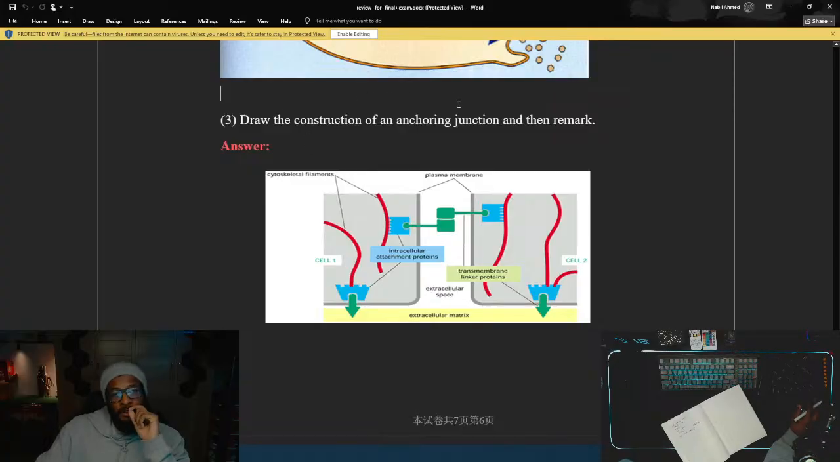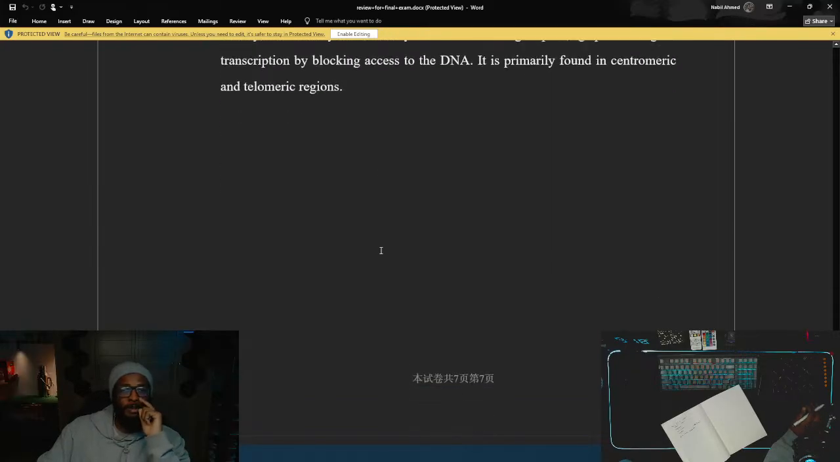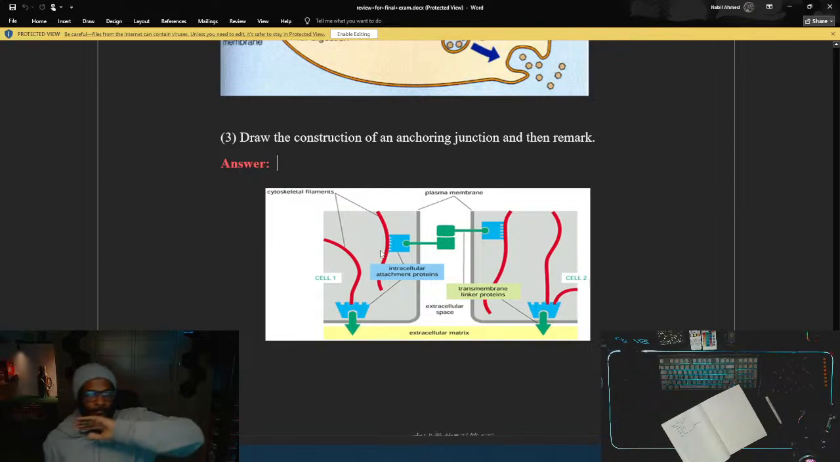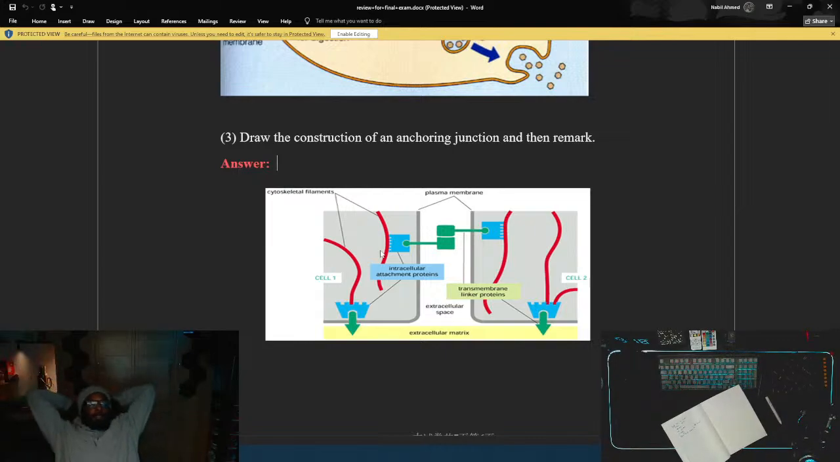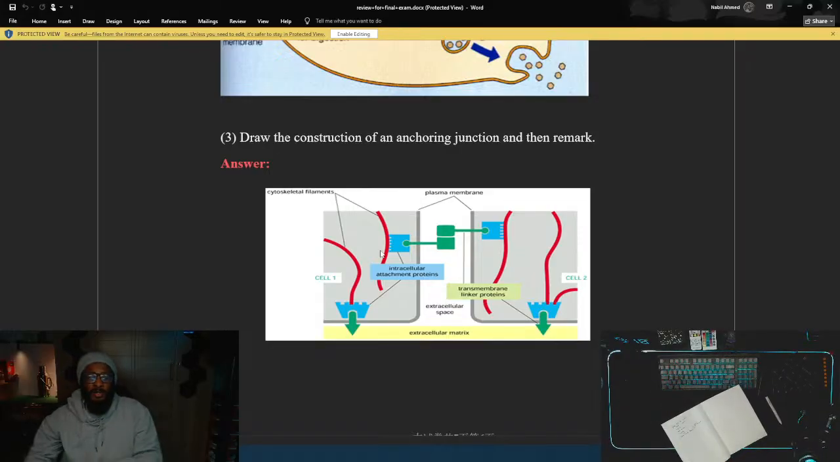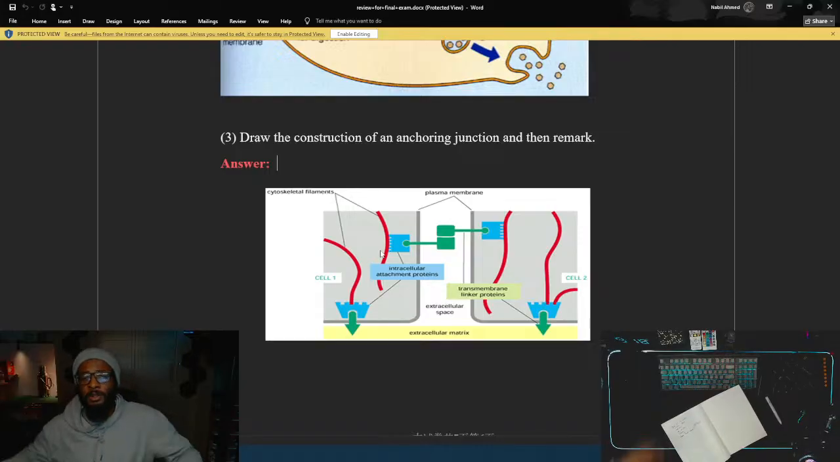Okay, draw the anchoring junction, the mnemonic. Boy, oh boy. The exam is in less than an hour, and then I have to just review. Hopefully everything will go by smoothly, inshallah.